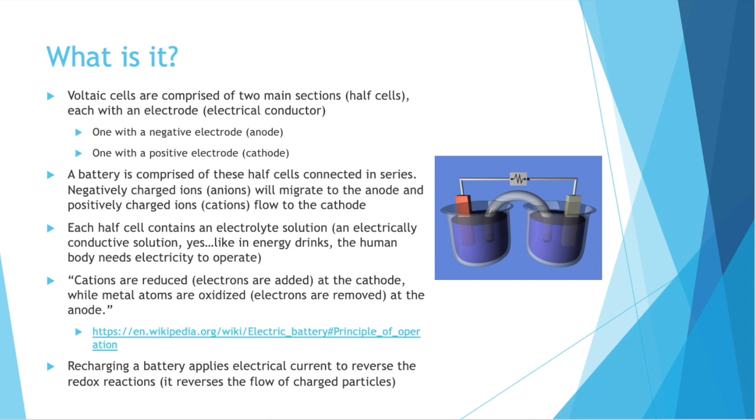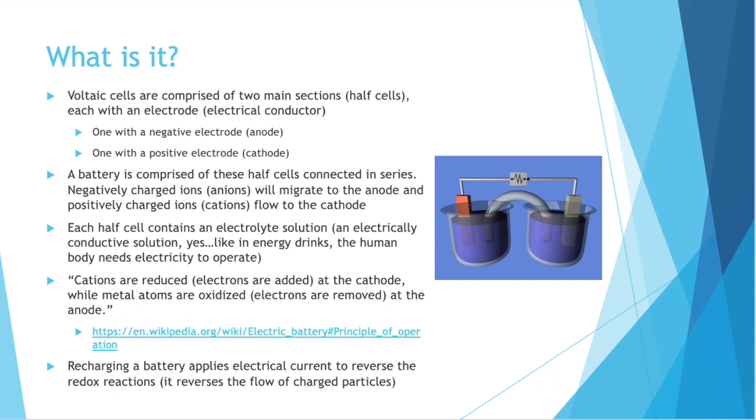Well, the voltaic cells in the battery are comprised of two main sections called half cells. Each half cell has its own electrode, which is a device that is an electrical conductor, so electricity can flow through it. One half cell has a negative electrode, called an anode. One half cell has a positive electrode, called a cathode. A battery is made up of these half cells, connected in series, that means in a line.